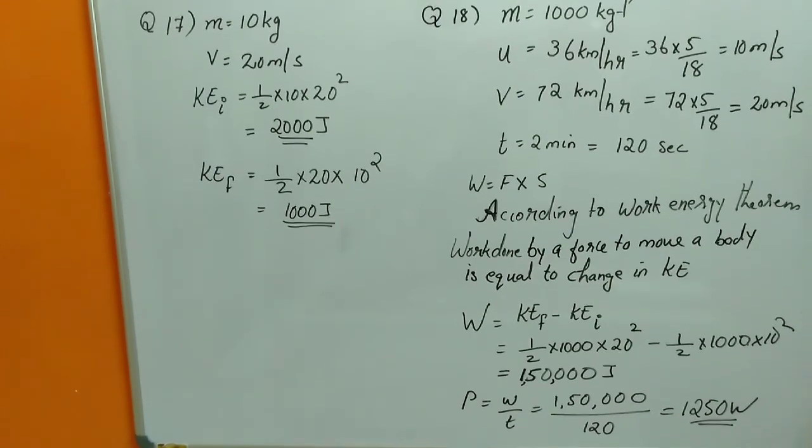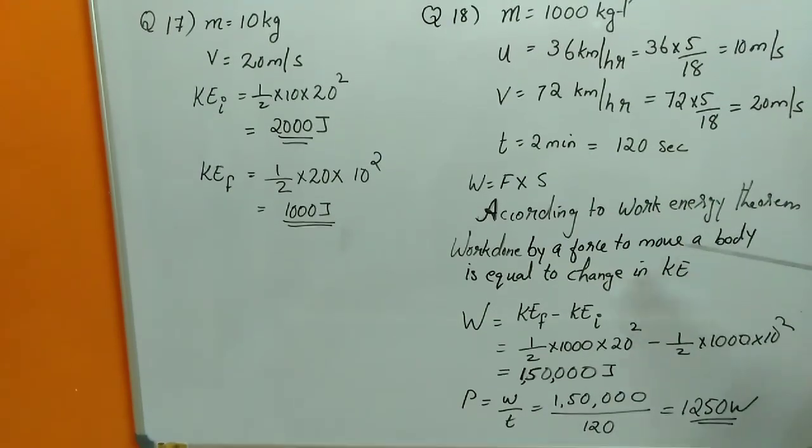We have to calculate the work done. The formula for work done is force into displacement. Actually, we don't have the force, we don't have the displacement. But according to the work energy theorem, which we will derive afterwards, we will study that the work done by a force to move a body is equal to its change in kinetic energy. For example, when you are cycling, already you are moving with a particular velocity.